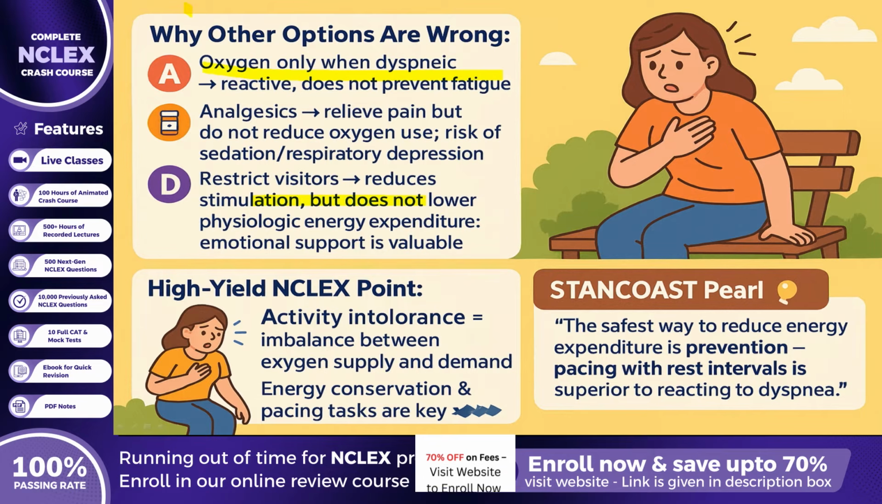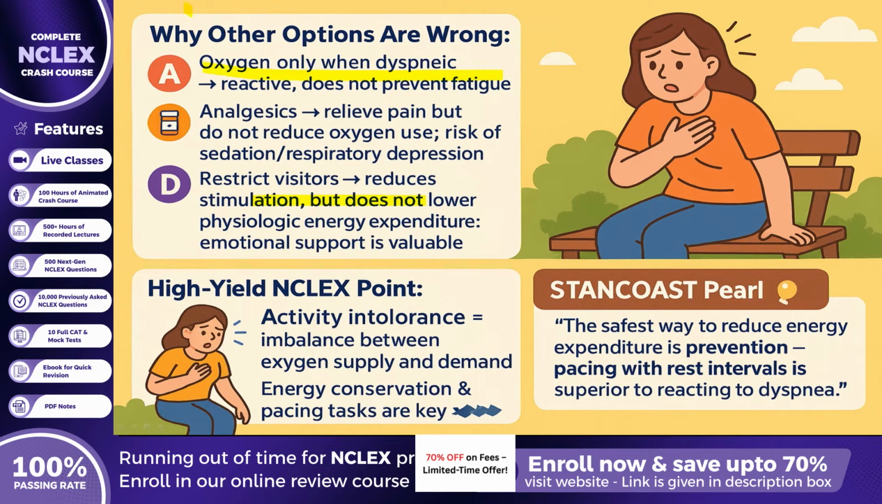High-yield NCLEX reminders. Activity intolerance results from an imbalance between oxygen supply and demand. Energy conservation strategies are central to care, and postoperative recovery should focus on graded mobilization with adequate rest. And finally, remember the Stand-Coast Pearl. In clients with limited cardiopulmonary reserve, the most effective way to reduce energy expenditure is to pace activities with adequate rest, not just to add oxygen. Prevention of fatigue is safer and more therapeutic than reacting to dyspnea once it occurs.